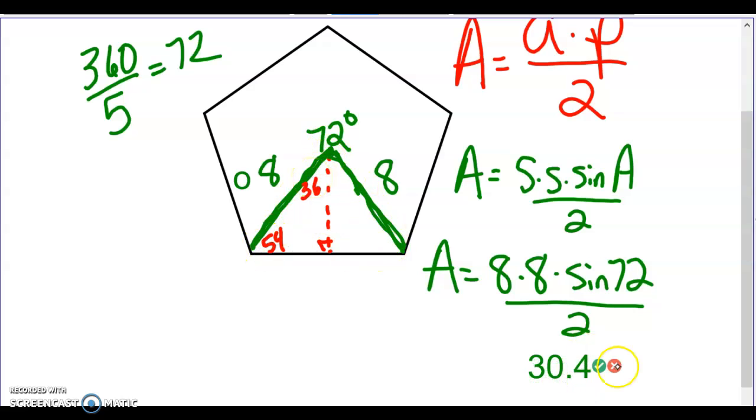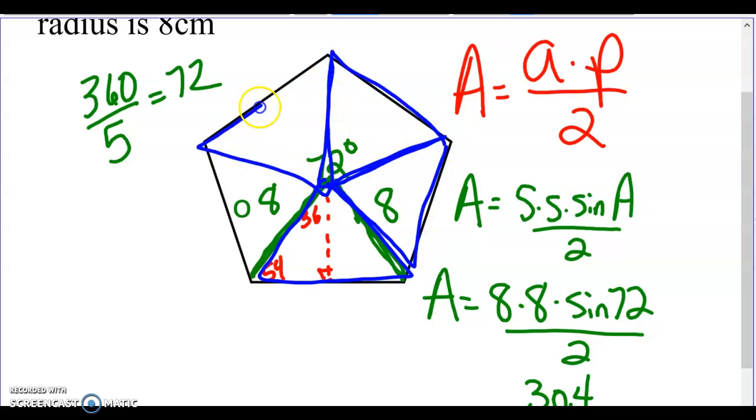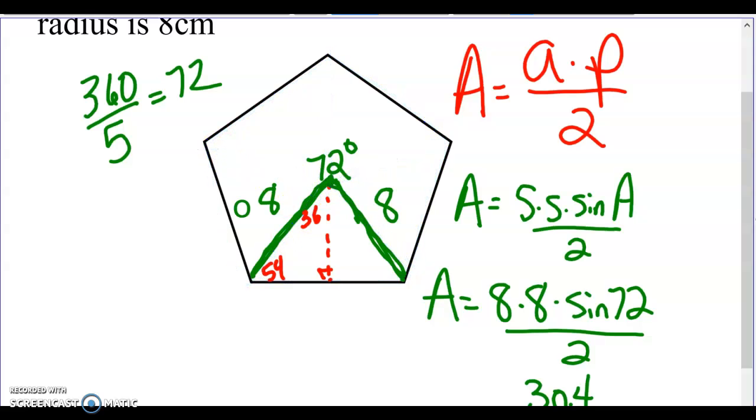So we want the area of the whole pentagon. What we need to do is figure out how many of those triangles there are. Here's 1. There'd be another one over here, 2, 3, 4, and 5. There'd be 5 of those triangles, right?